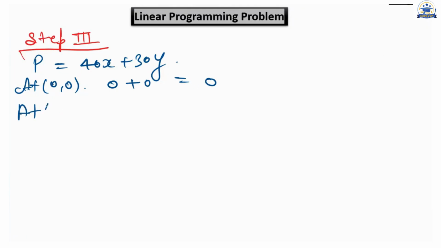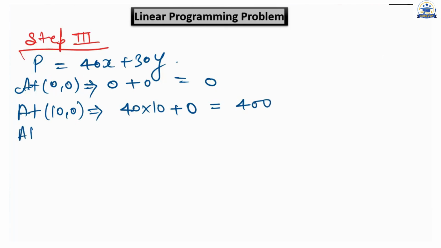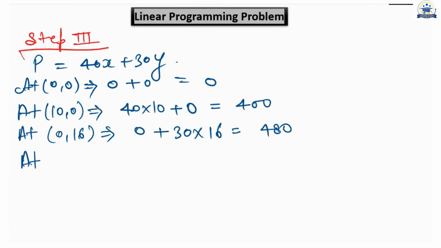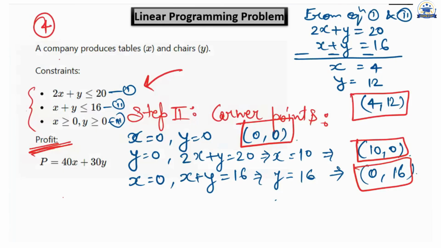At 10, 0: 40 times 10 plus 0. How much? 400. At 0, 16: x is 0, y is 16. So 30 times 16. How much? 480.